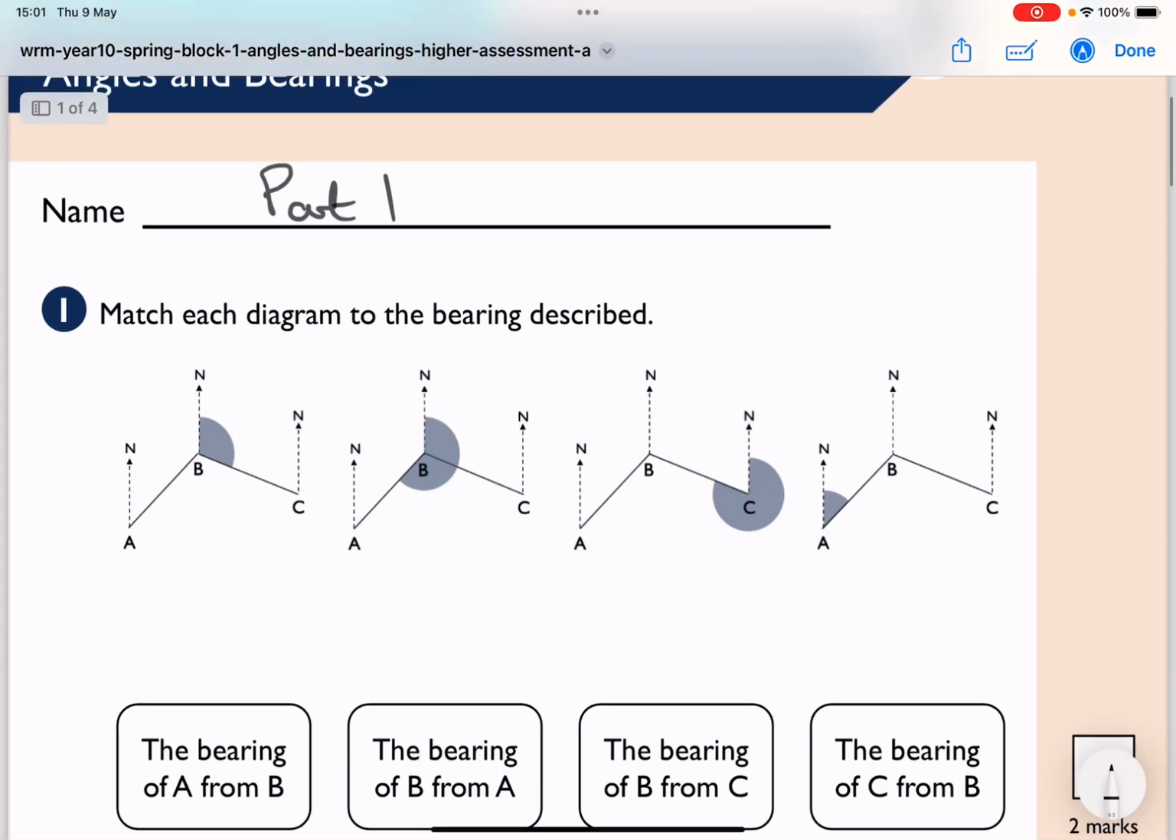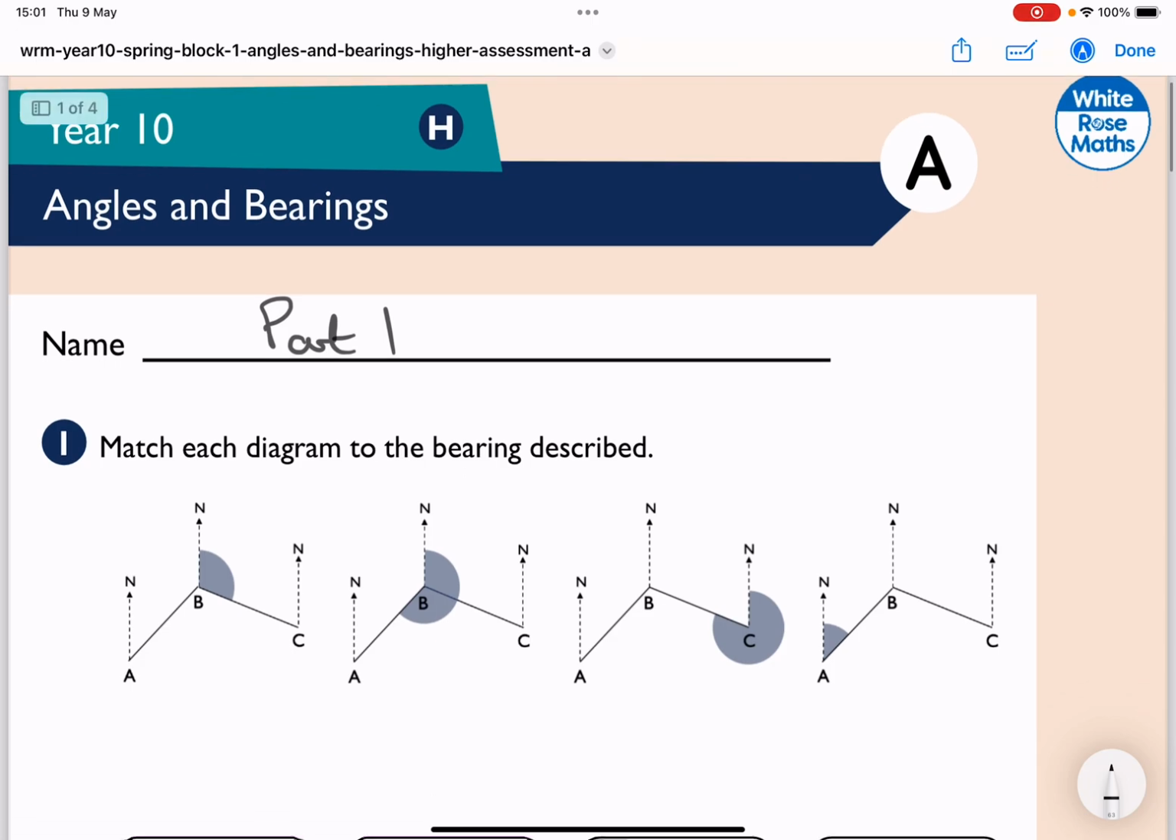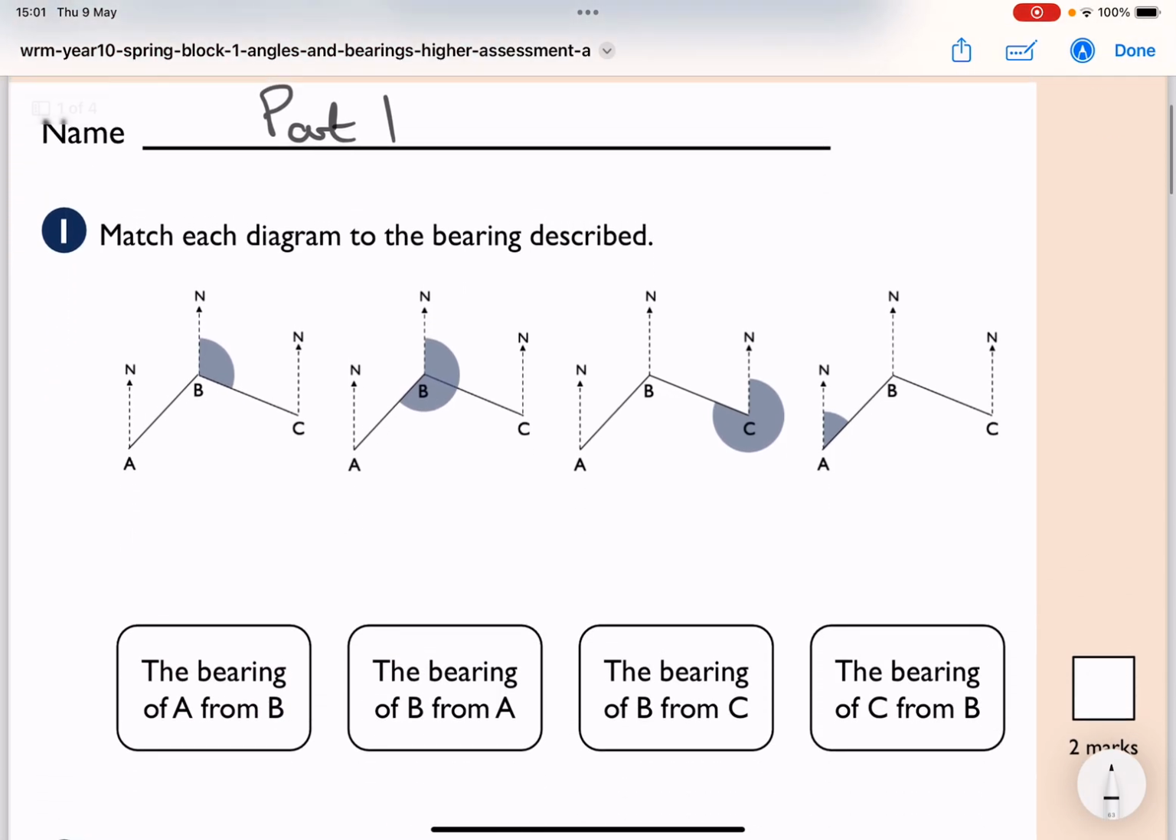Okay, next topic for year 10, angles and bearings. Going to do higher here, part 1. And the first thing we've got is match each diagram to the bearing described.